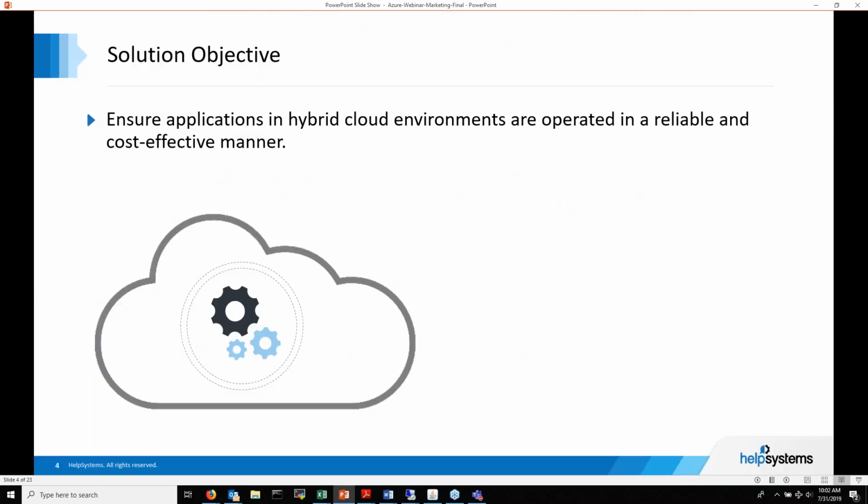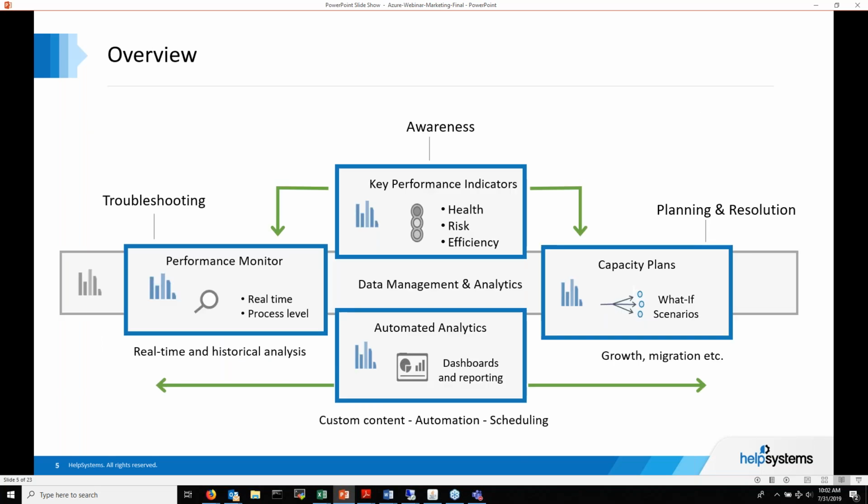Okay, so what is our objective with Vityl Capacity Management? What we want to be doing for you is ensuring that the applications that you have running in your hybrid environments are operating in both a reliable and a cost-effective manner. And how we achieve that is by providing a series of workflows that allow you to ensure that that's happening.